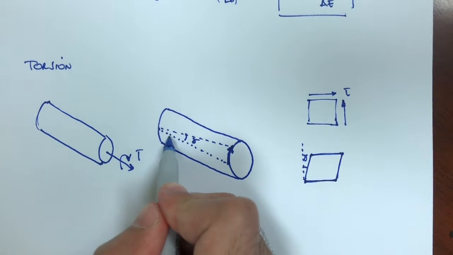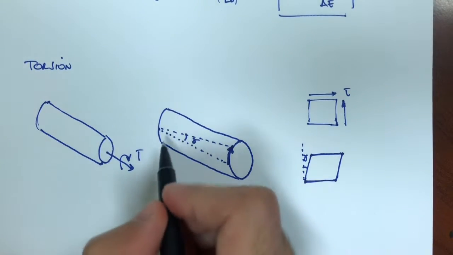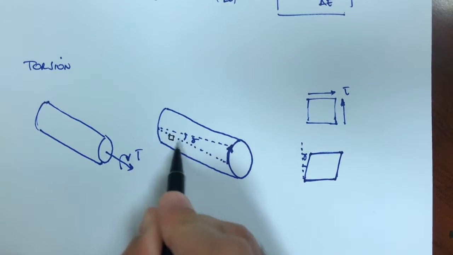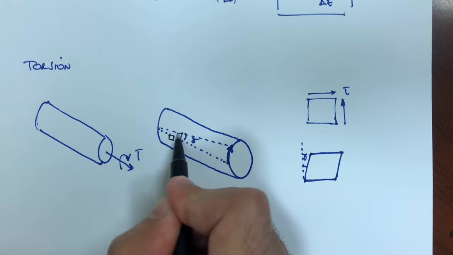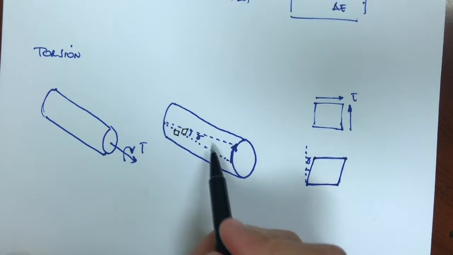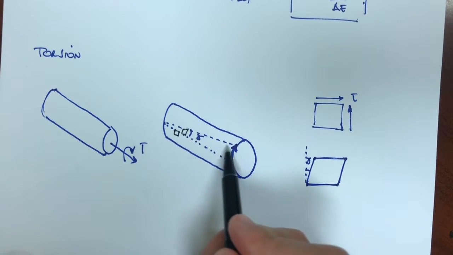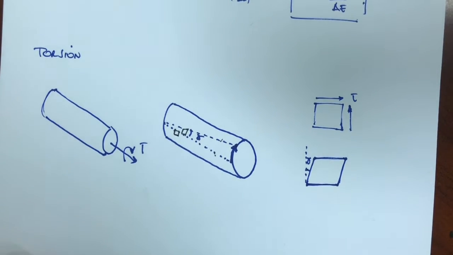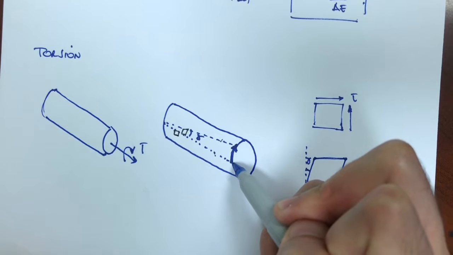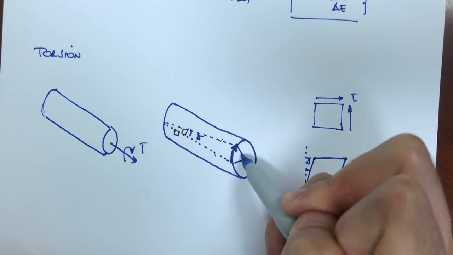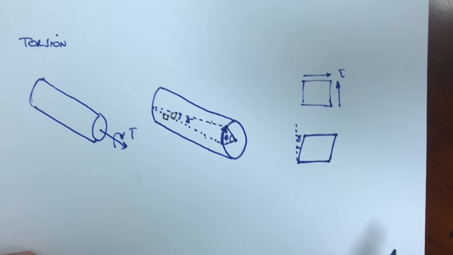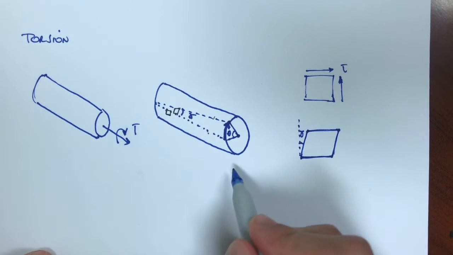So an original element that I had here, tiny one, after the deformation, it would be somewhere here. So that's why this angle here of rotation between these two dashed lines would also be gamma. Okay, and the other one that I'm interested in is this angle, theta, that I call the angle of twist, angle of rotation.